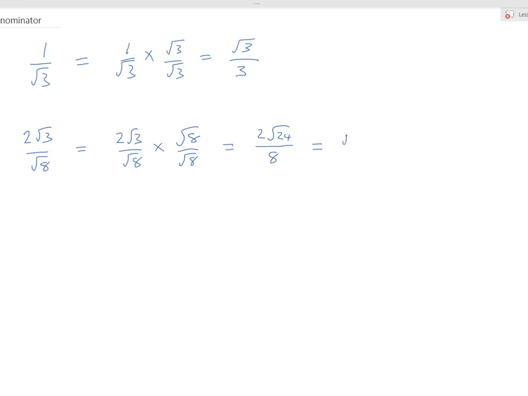Can I simplify this further? I think so. So 2 root 24 is made up of 4 times 6 over 8, and root of 4 is 2, so that gives me 2 times 2, 4 root 6 over 8, and 4 goes into 4 1 time and 4 goes into 8 2 times, so it's going to be root 6 over 2.